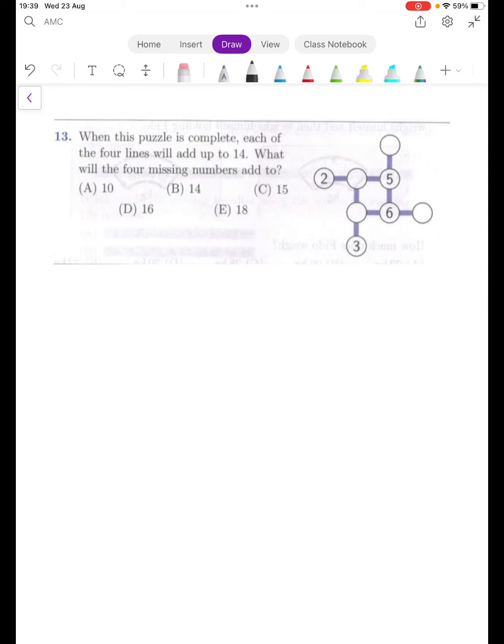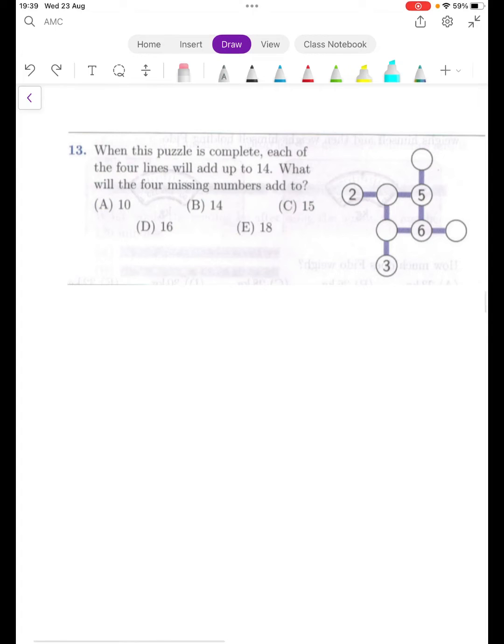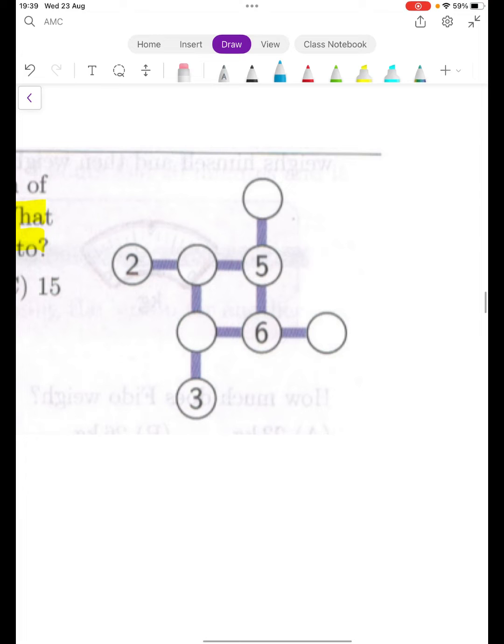Question number 13. When the puzzle is complete, each of the 4 lines will add up to 14. So let's see, this will add up to 14, and this will add up to 14, and this will add up to 14, and this will add up to 14. So all of these will add up to 14. What will the 4 missing numbers add to? To find out, first we need to work out what these different numbers are. So let's zoom in.